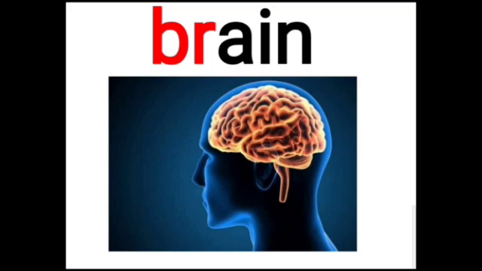Children, what do you see in the picture? This is the picture of a brain. Br-A-N, brain. B-R-A-I-N, brain. A brain is an important part of our body and is in our head, as seen in the picture. It helps us to think and understand. ब्रेन को हिंदी में दिमाग कहते हैं.